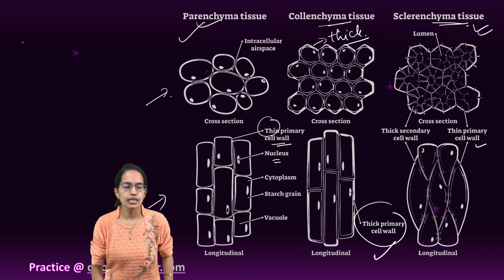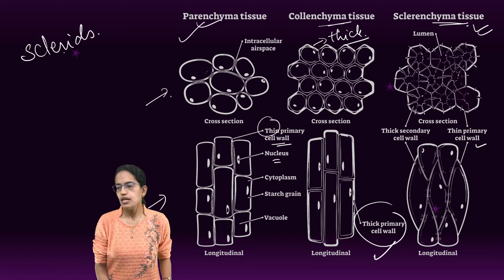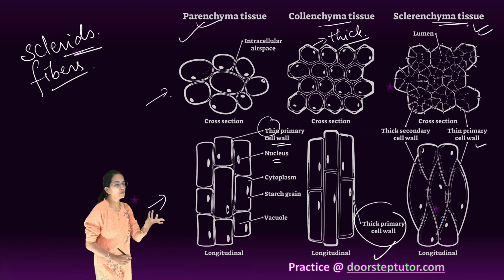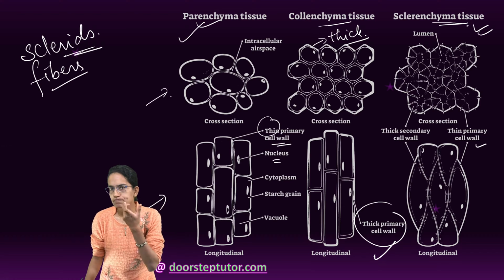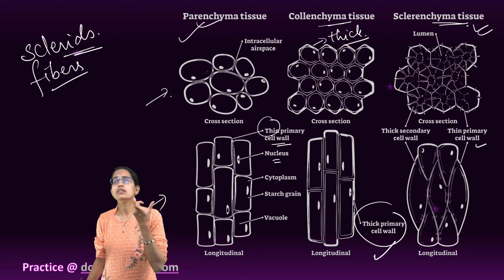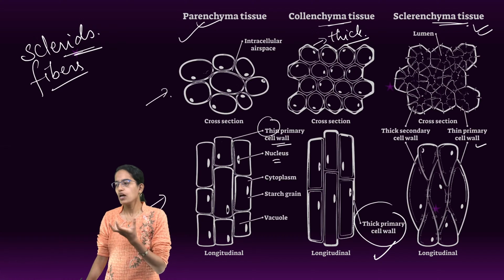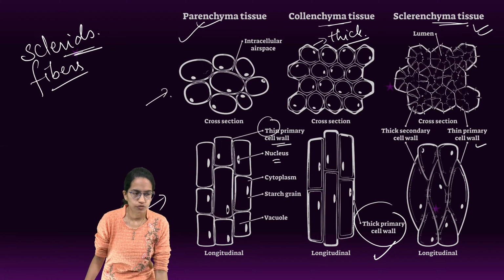Now this sclerenchyma has two types of cells. One is sclereids, the stony cells, and the other is the fiber. Now sclereid, which is the stony structure, is present where? Pulp of guava is a good example to understand sclereids. Seed coat is another example in the case of fruits which are more stony. For example, nutshells are good examples of sclereids.